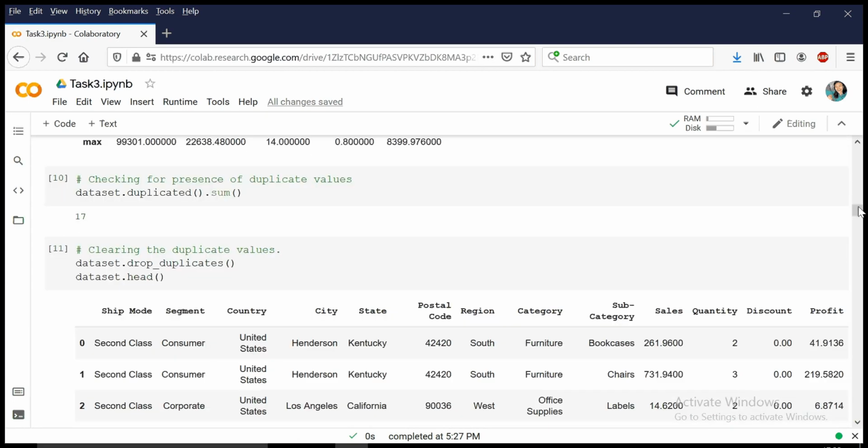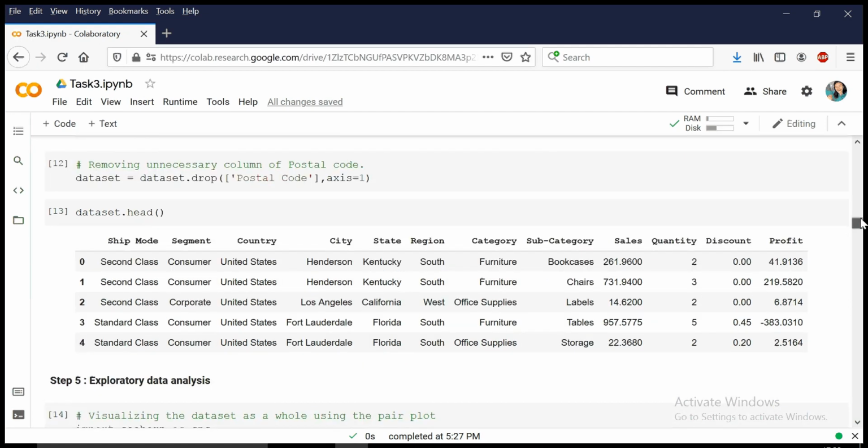Now we're going to check for the presence of duplicate values. So if there are some duplicate values, we're going to drop them. So here I did the same. And then after dropping them, I have again used the head command to know about the details.